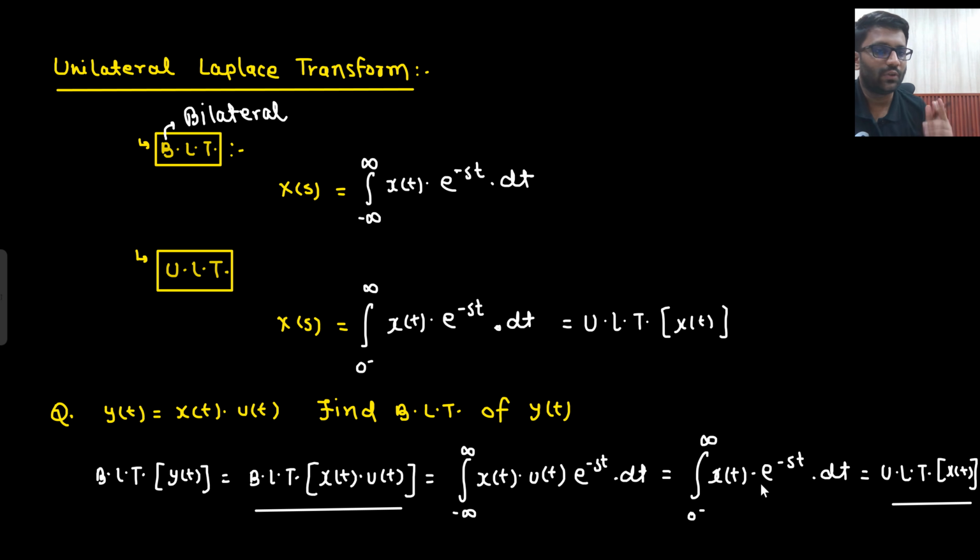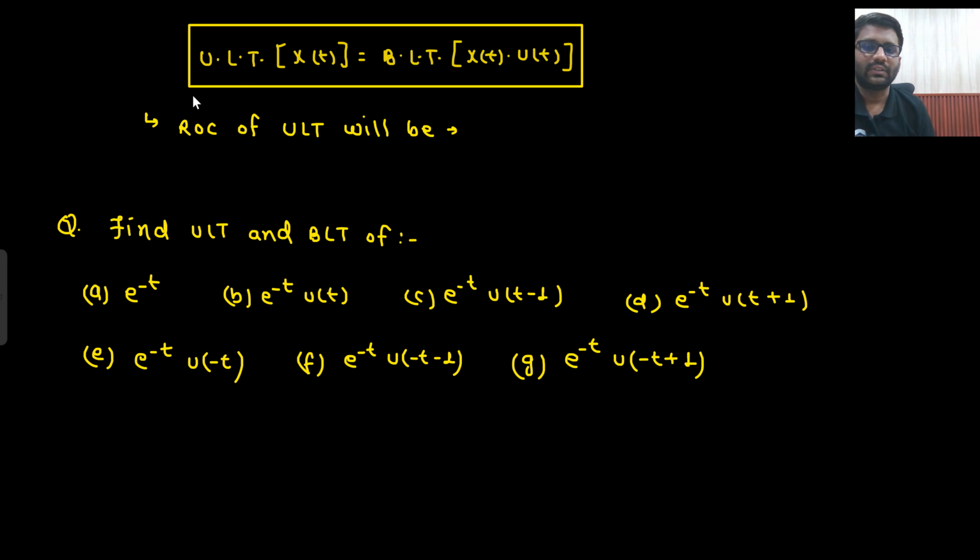The ROC of the unilateral Laplace transform will always be right of the rightmost pole, because if u(t) is multiplied, it is looking towards plus infinity. That means the ROC will also look towards plus infinity, right? So the unilateral Laplace transform of x(t) is the bilateral Laplace transform of x(t) times u(t). If any day you need to calculate a unilateral Laplace transform, you will actually calculate a bilateral Laplace transform only. So this is the conclusion: the unilateral Laplace transform of x(t) is given as the bilateral Laplace transform of x(t) times u(t).